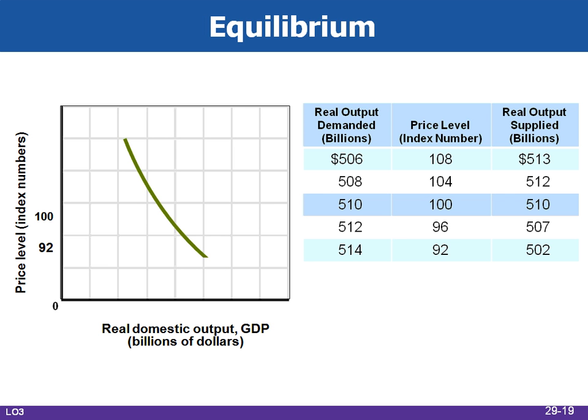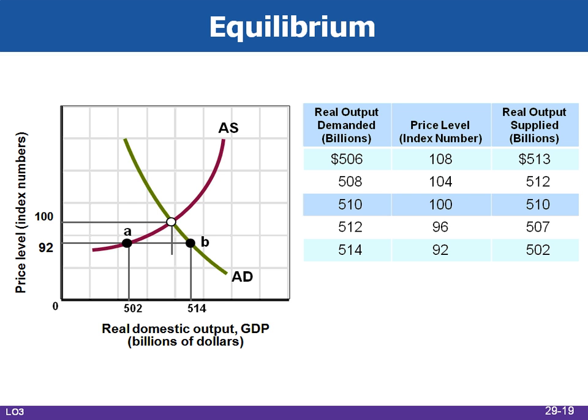This figure shows the equilibrium price level and equilibrium real GDP. You'll notice it looks real similar to when we did the supply and demand curves in chapters 1 and 2. The intersection of the aggregate demand curve and aggregate supply curve determines the economy's equilibrium price level. At the equilibrium price level of 100, the $510 billion of real output demanded matches the $510 billion of real output supplied. So the equilibrium GDP is $510 billion.